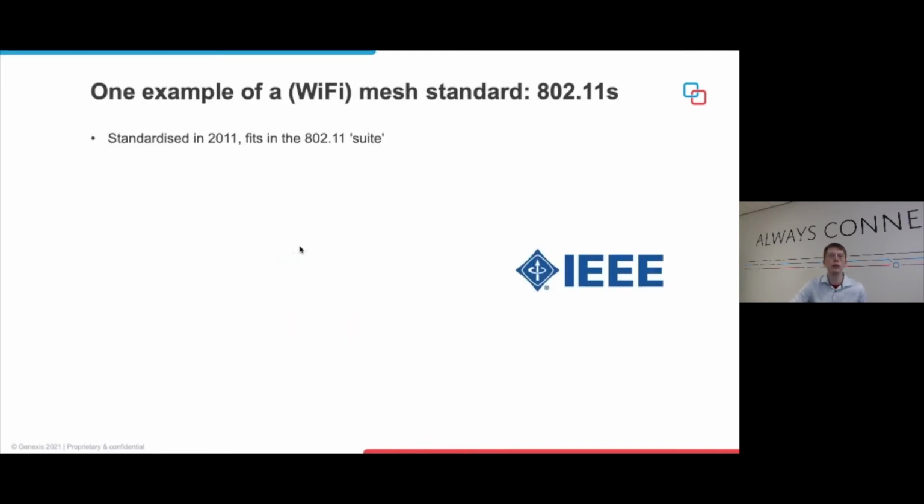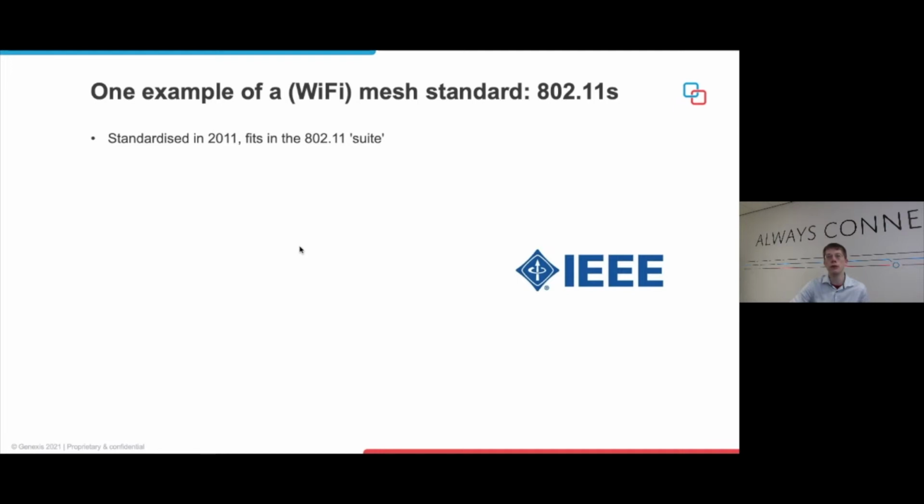Now, if we look at an example of a mesh standard, because these exist, and this is probably not the only one, but it's a very interesting one. Because 802.11, that everybody knows from IEEE as the Wi-Fi standard, has a standard 802.11s, which is Wi-Fi mesh. And this was standardized already in 2011, so it's now 10 years ago, quite a long time. It fits very well in the 802.11 suite of standards.